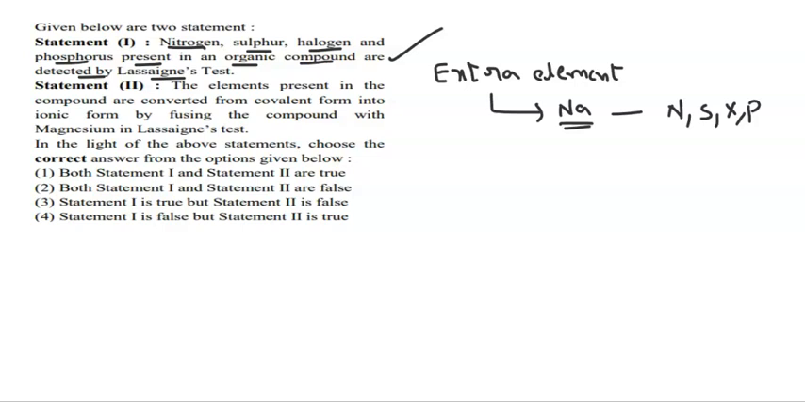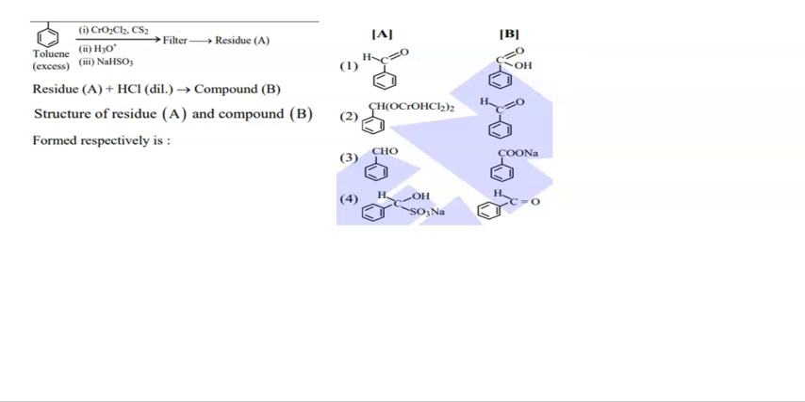It is correct only. Statement 2, the elements present in the compound are converted from covalent to ionic, correct only, by fusing the compound with magnesium. Magnesium is wrong. It is fused with sodium. That is what is called a sodium fusion extract. Statement 1 correct, statement 2 wrong. That is option 3, which is the correct answer for the given question.